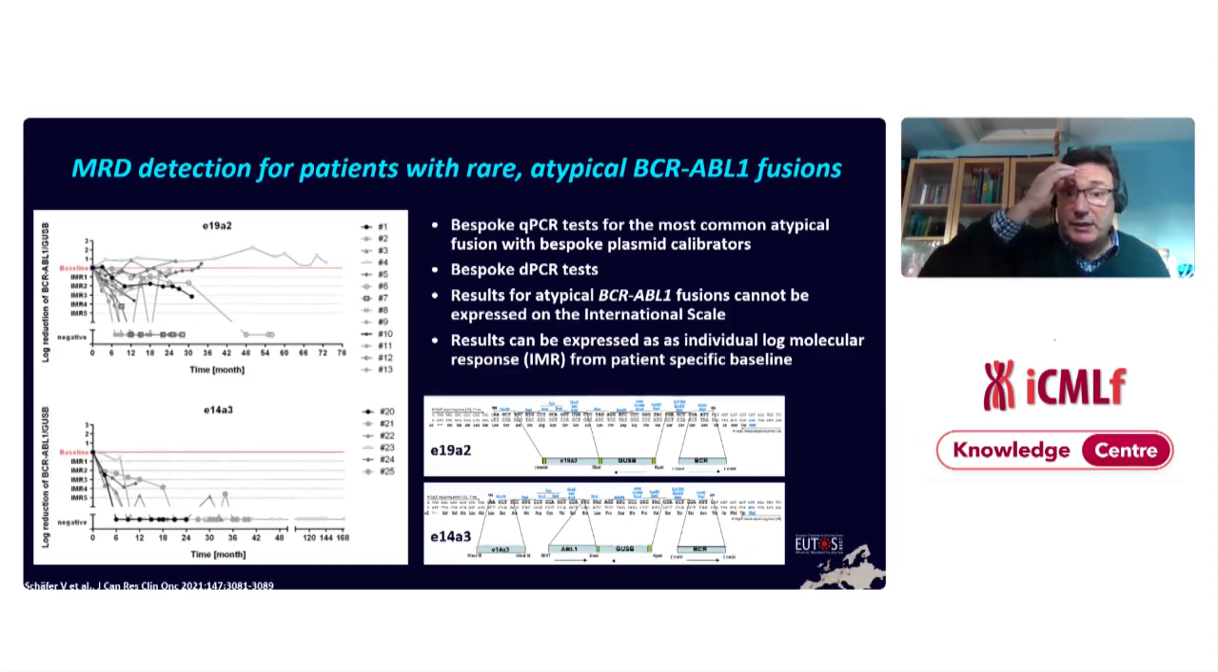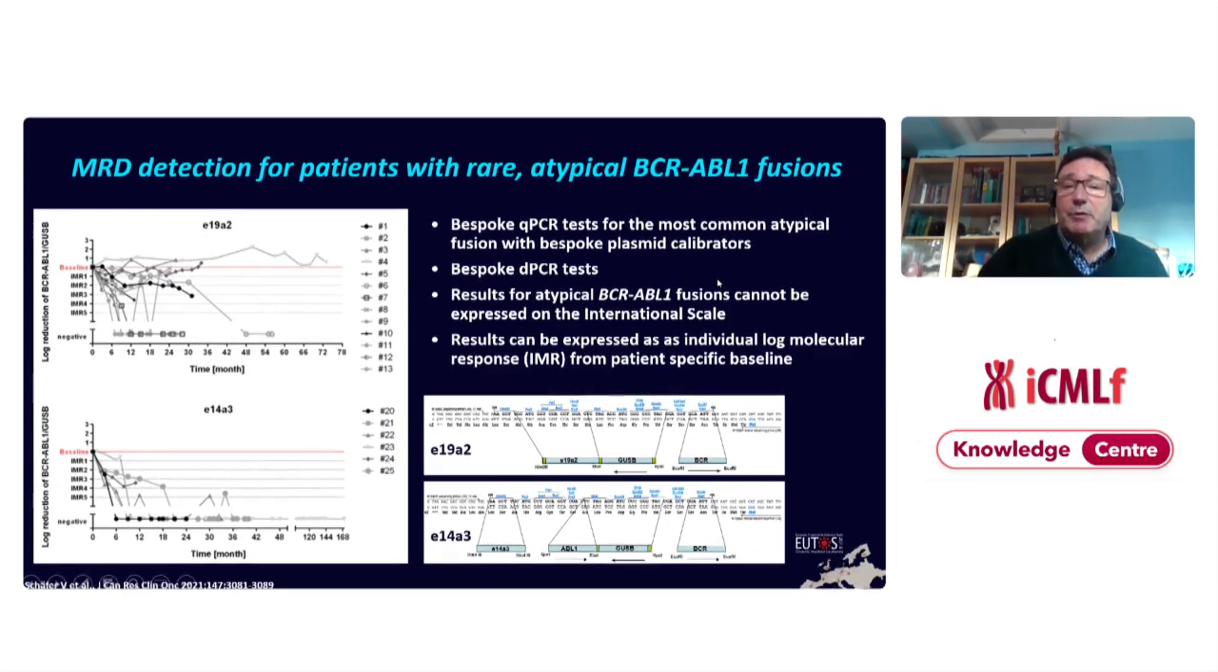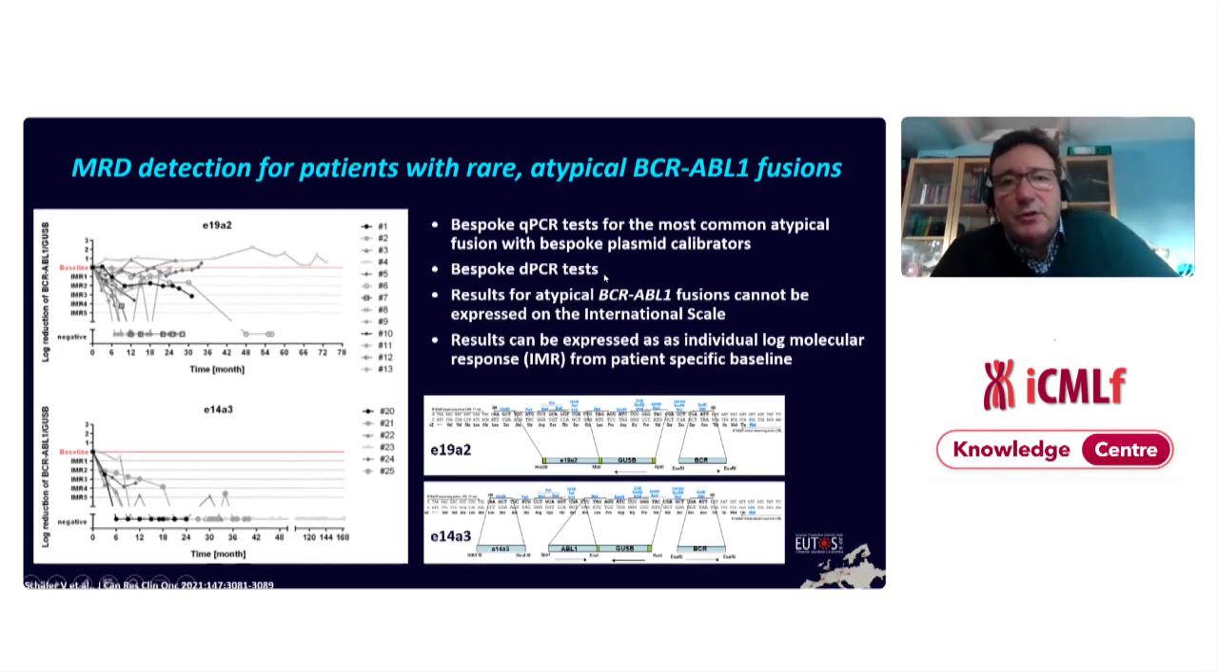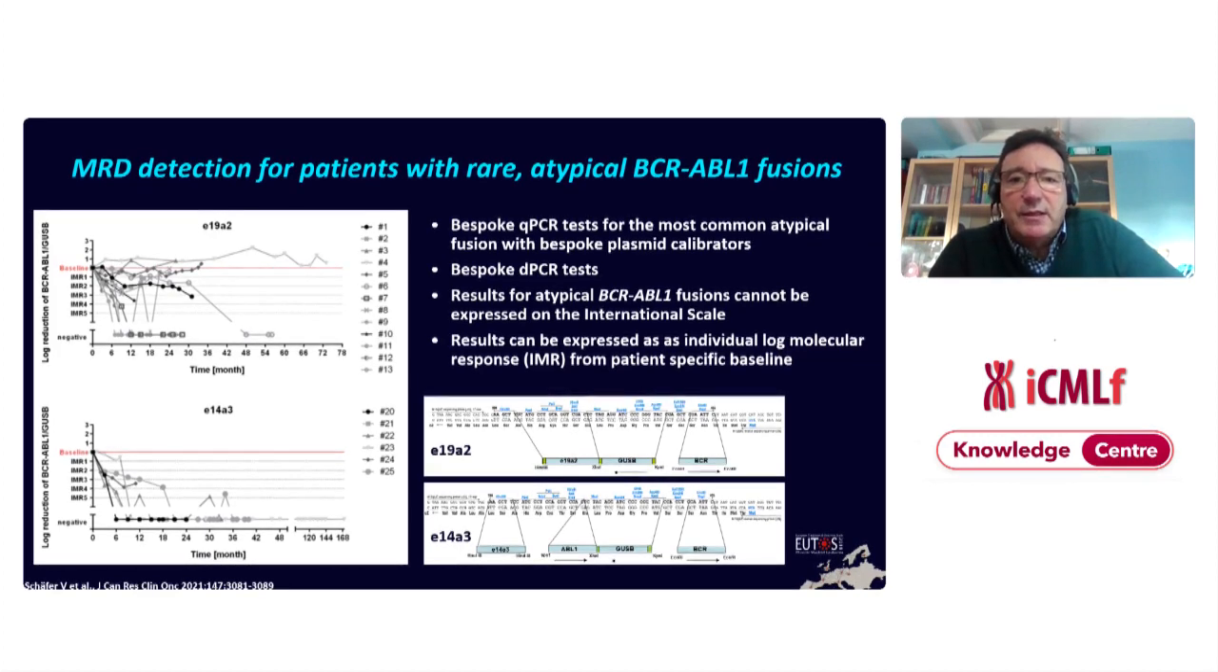What about MRD detection for these patients? It's difficult. You need bespoke qPCR tests, and we've published bespoke tests recently, part of the UTOS group, along with the development of plasmid calibrators for these. It's probably technically easier to use digital PCR because you don't need standard curves for all of these. These are the kind of tests that should be performed in a limited number of specialist centers because these cases are rare.